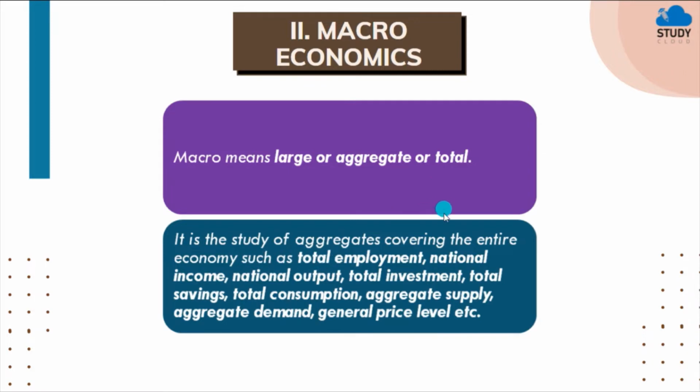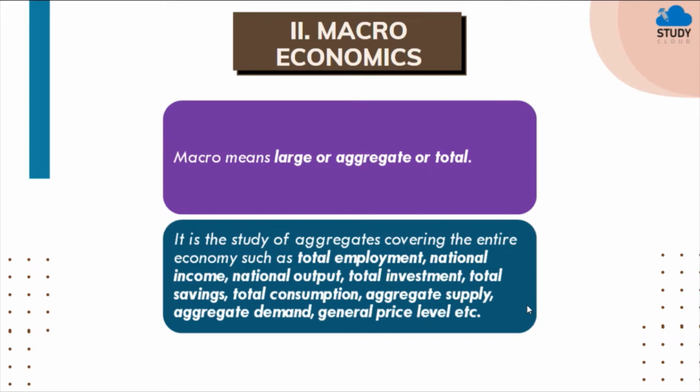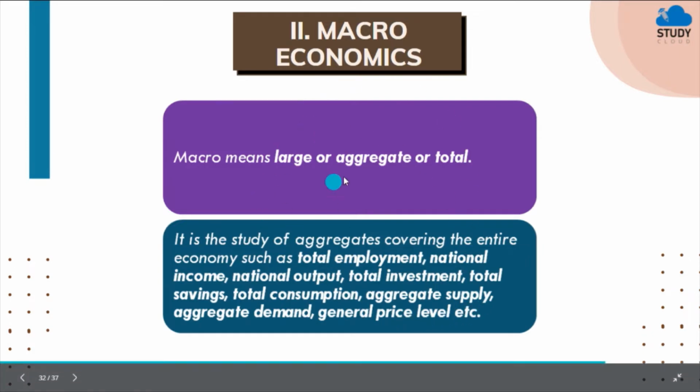Aggregates means total, covering the entire economy, such as total employment, national income, national output, total investment, total savings, total consumptions, aggregate supply, aggregate demand, general price level, etc. So here you see everything will be in totality. Here you are not going to study one consumer, one firm, price of one good. Here we'll see everything in aggregates, in total. So here we'll see the larger part of the economy.